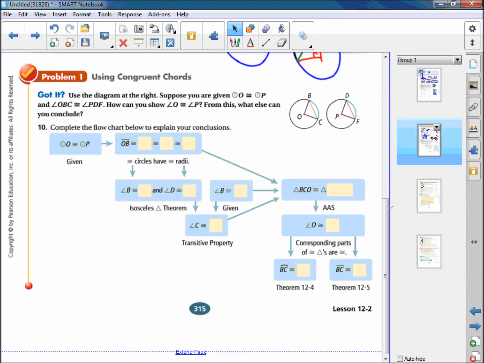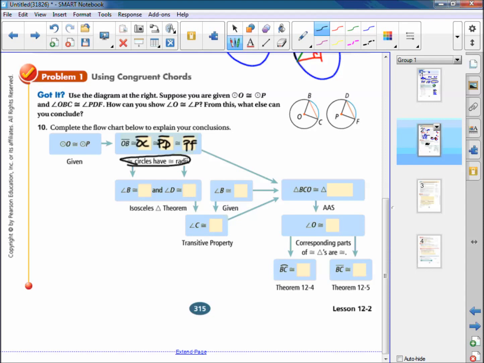So we know that circle O is congruent to circle P. So OB is a radius, and all of the radii for all of these circles are going to be congruent to each other. So since our circles are the same, then all the radii on all the circles would be the same. So OB would be the same as OC, which would be the same as PD, which would be the same as PF. Okay? And then congruent circles have congruent radii. That's our reasoning behind that part of the flowchart.